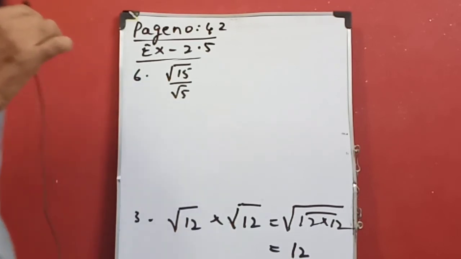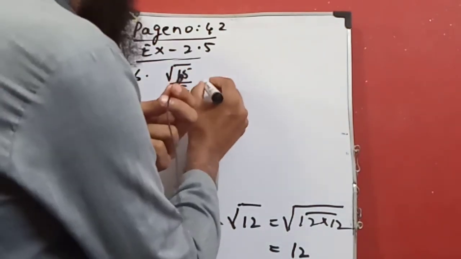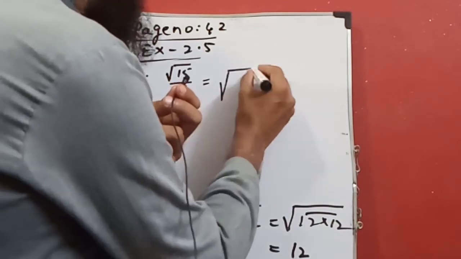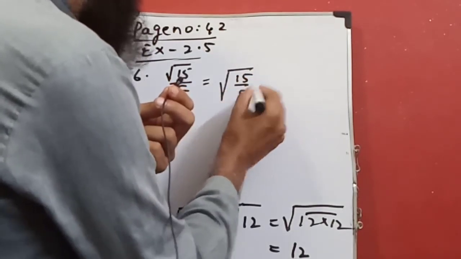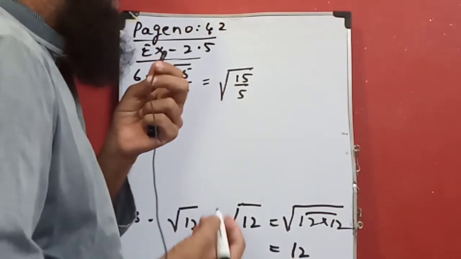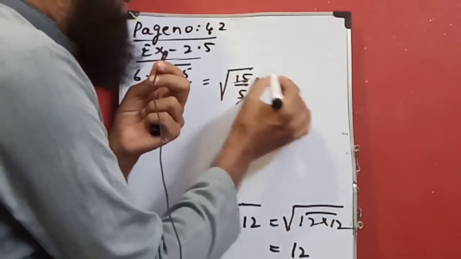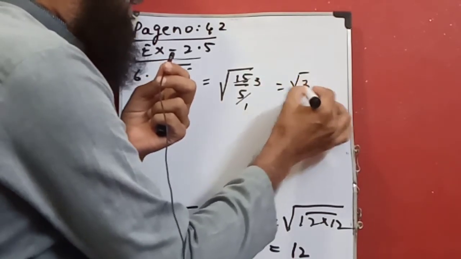Okay, student. Now come to question number 6. We look at the question first. The two different numbers in the numerator and denominator are under the radical sign. First step, we take both numbers in one radical sign. It comes as 15 upon 5. Now both numbers 5 and 15 are multiples of 5. Therefore, we simplify it: 5 1s are 5, 5 3s are 15. The answer is 3.